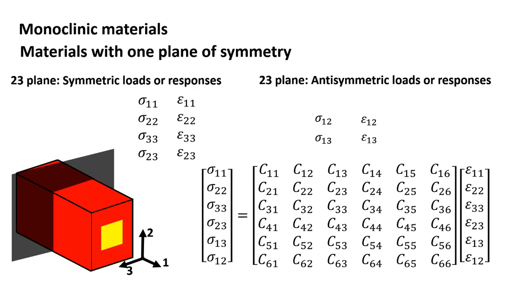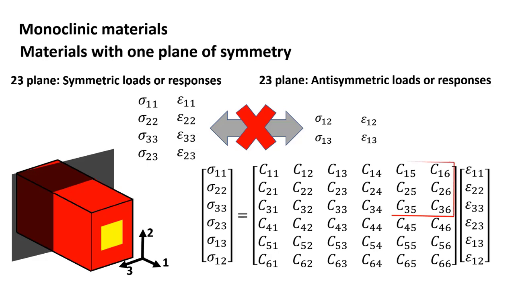And here is the key idea. If the material is symmetric with respect to a particular plane, applying a symmetric load produces a symmetric response. Likewise, an antisymmetric load produces an antisymmetric response. Therefore, symmetric and antisymmetric components cannot be coupled through the stiffness matrix. This allows us to identify the zero components directly.